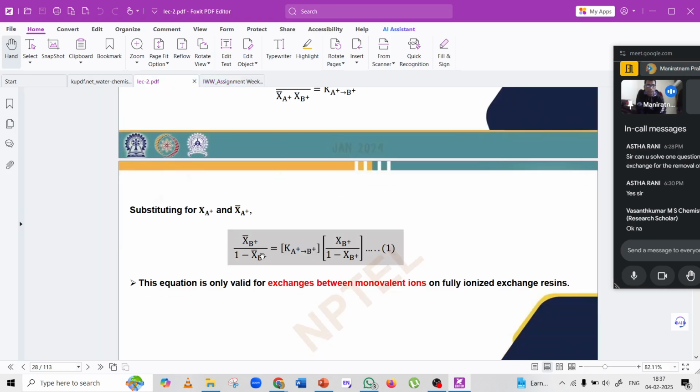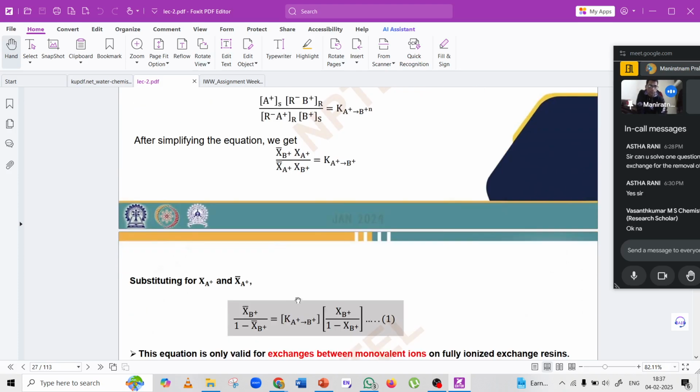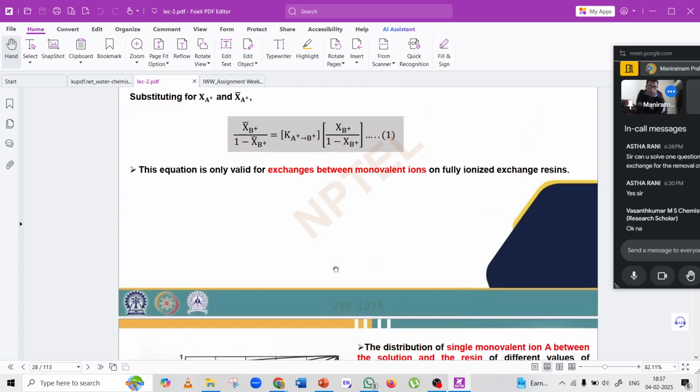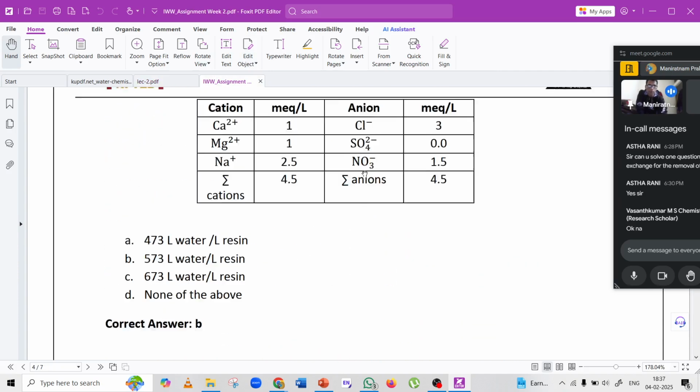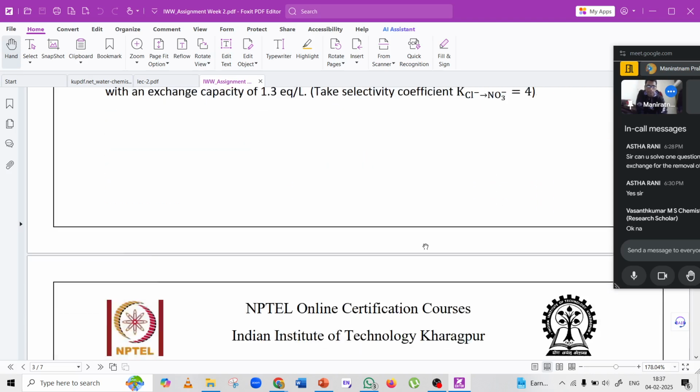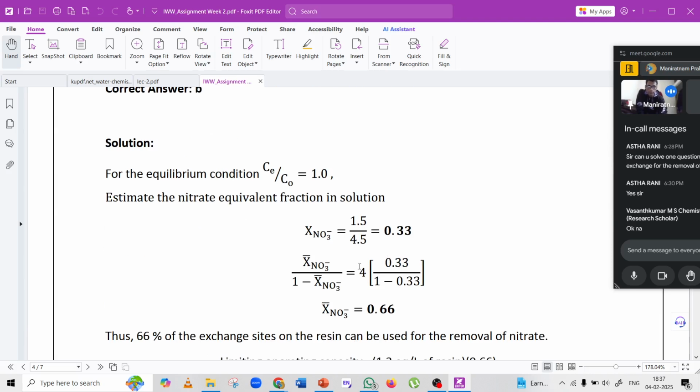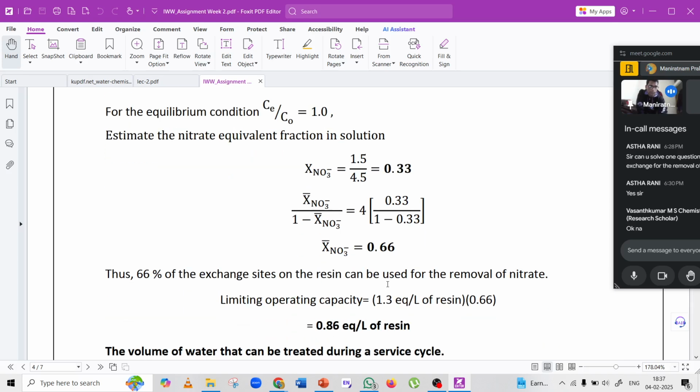And we have seen that to find the concentration in resin, that is, how much contaminant has gone to the resin, we will be using this formula, and you have already seen how we got this formula. Then that will be given by x bar equals 1 minus x bar into 4, where 4 is our k value, given in the question, into fraction in water, 1 minus fraction in water. From here we find that the nitrate which will get adsorbed on the resin will be only 0.66, that is 66%. So 66% of the exchange sites on the resin can be used for removal of the nitrate.